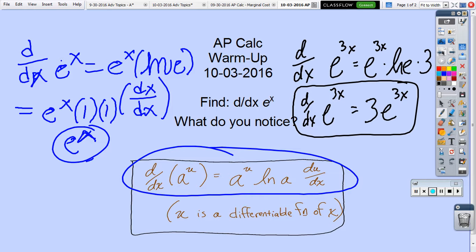So, with this packet, would anyone like to see a problem from the packet?